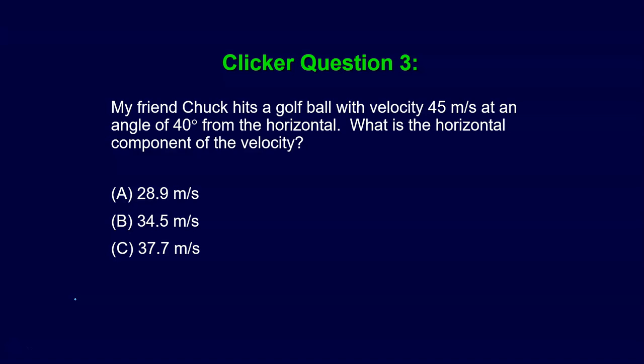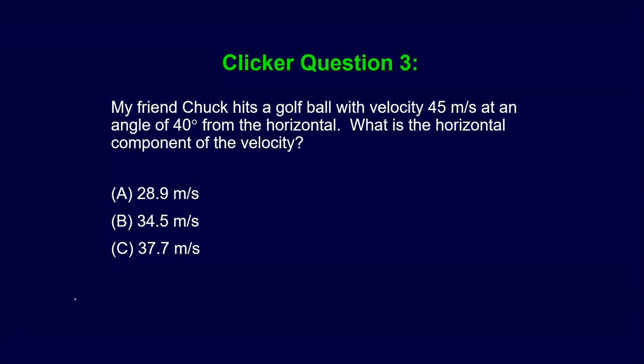Okay, so let's try one that's a little bit more complicated, but hopefully helpful. So here I've got my friend Chuck, who loves golf, so I'm using him here. My friend Chuck hits a golf ball with velocity 45 meters per second at an angle of 40 degrees from the horizontal. What is the horizontal component of the velocity? So again, it's really important you pause here and try this one, and then we'll talk about it.